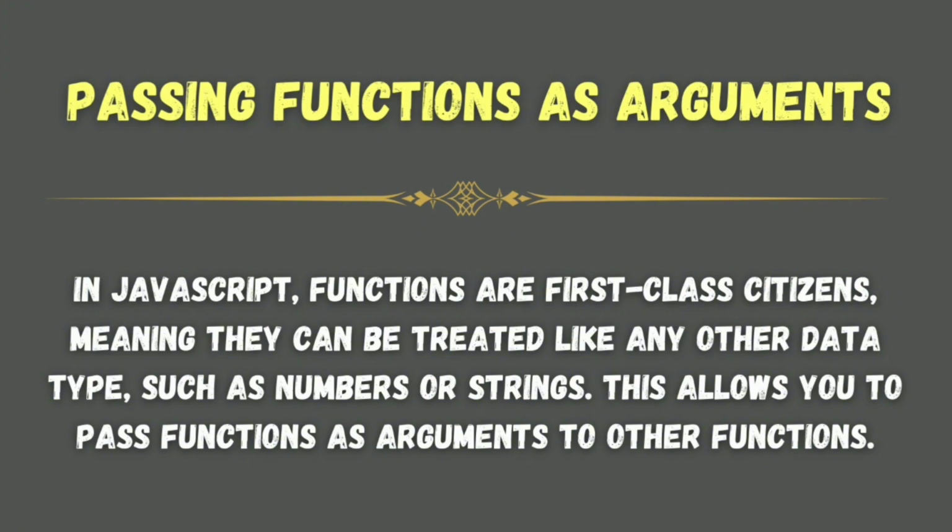Number 1 is passing functions as arguments. In JavaScript, functions are first-class citizens. It means that they can be treated like any other data type, such as numbers or strings. This allows you to pass functions as arguments to other functions.